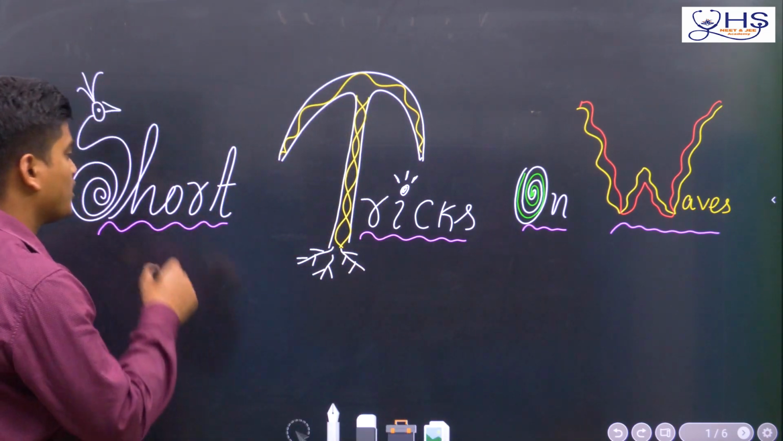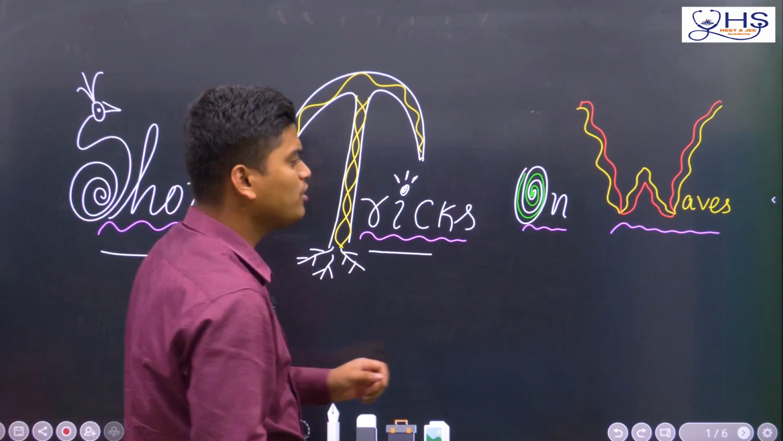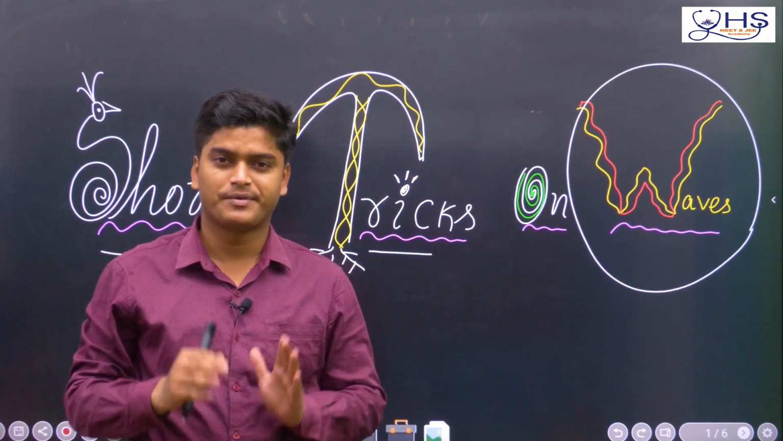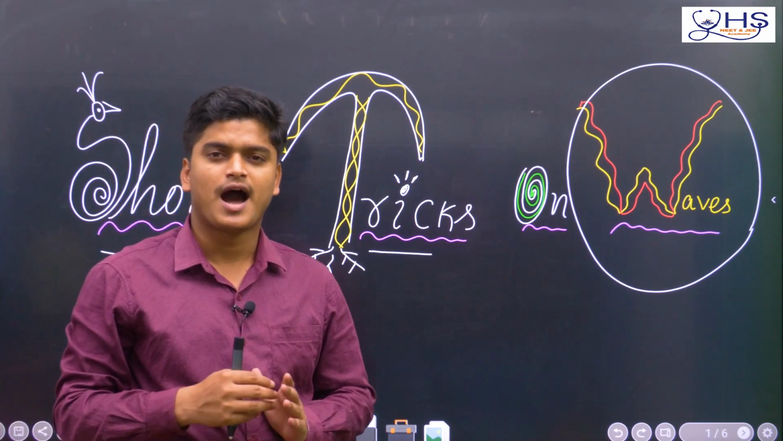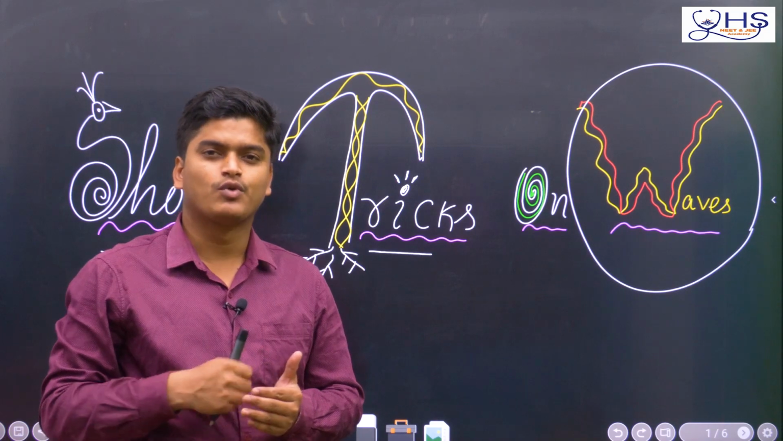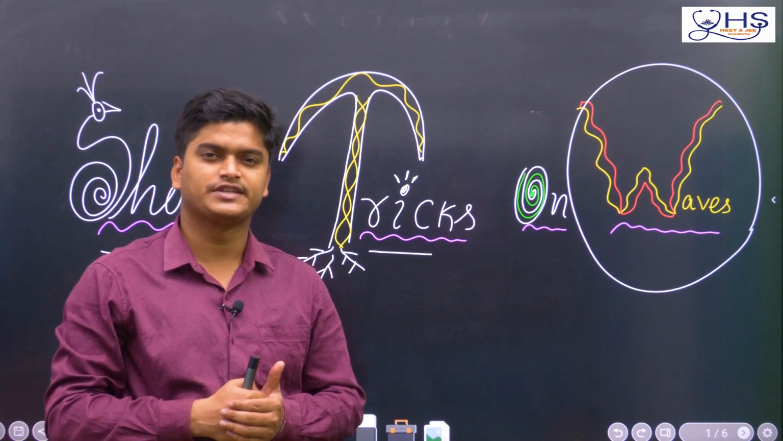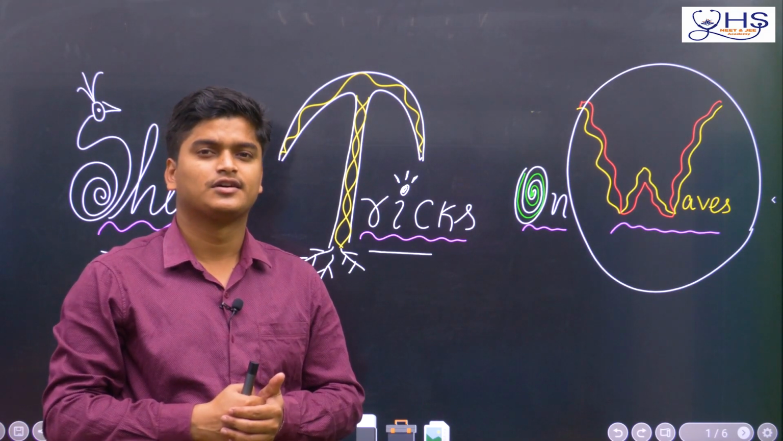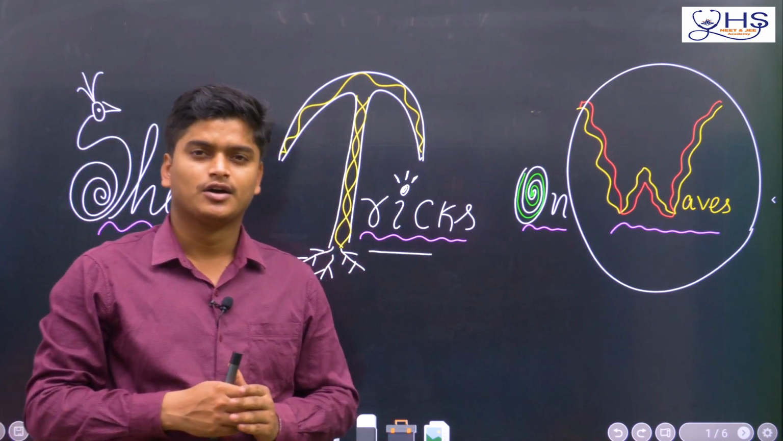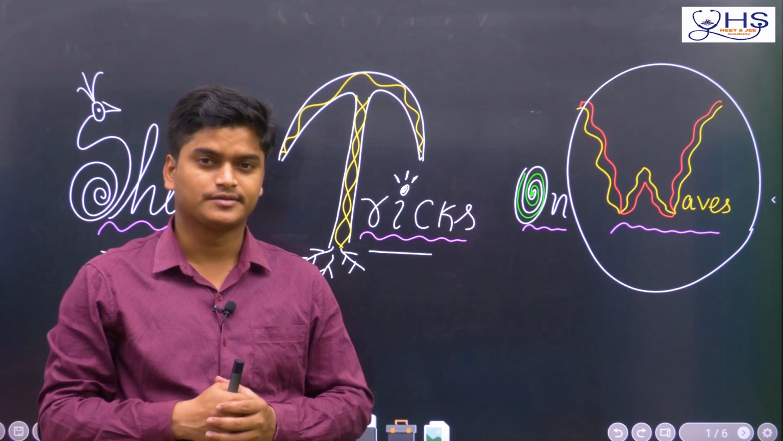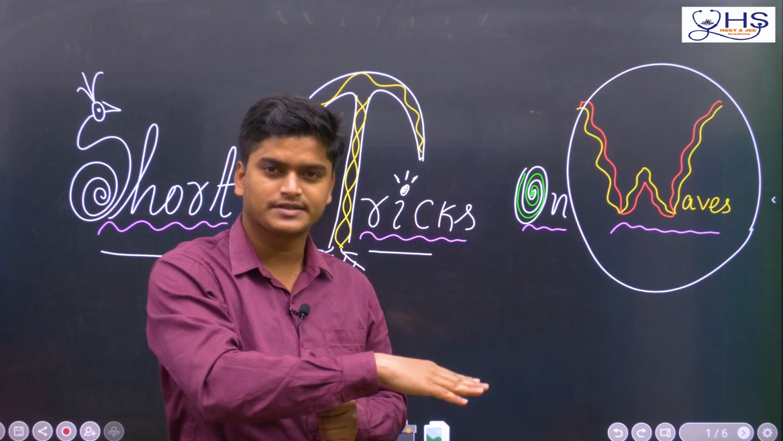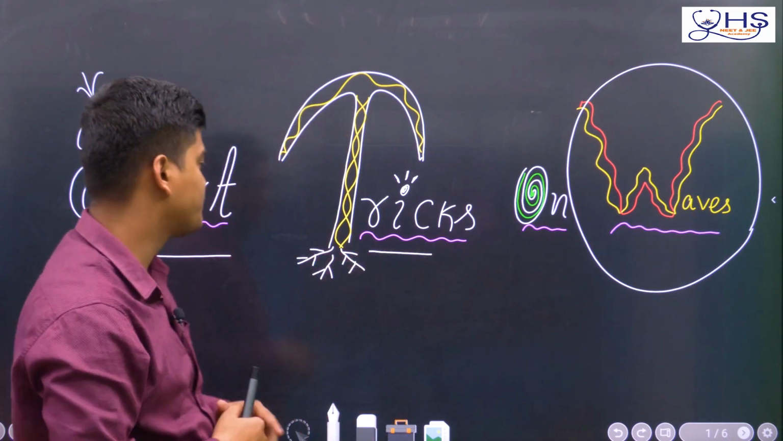Today we'll be discussing short tricks on waves. We'll look at the general equation of a wave and understand how to calculate quantities like wavelength, frequency, angular frequency, and propagation constant. Along with that, we'll understand which direction a wave is traveling, whether in positive x or negative x, and how to find that.